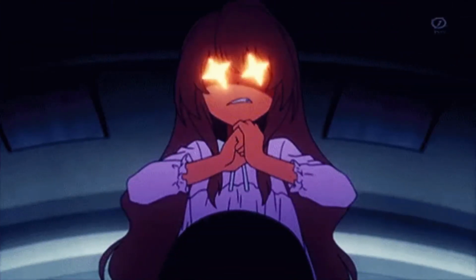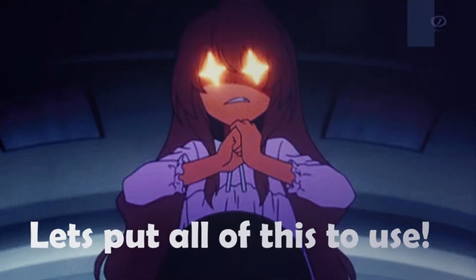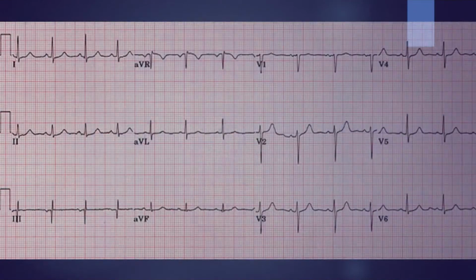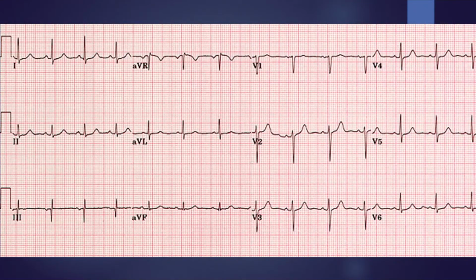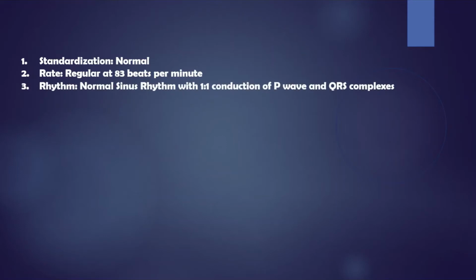Now that you have the power, let's put all of this to use. Here's the first ECG. Pause the video, make your assessment, and then we'll move forward. The standardization was normal. The rate is regular at 83 beats per minute. Normal sinus rhythm with 1-to-1 conduction of P waves and QRS complexes.